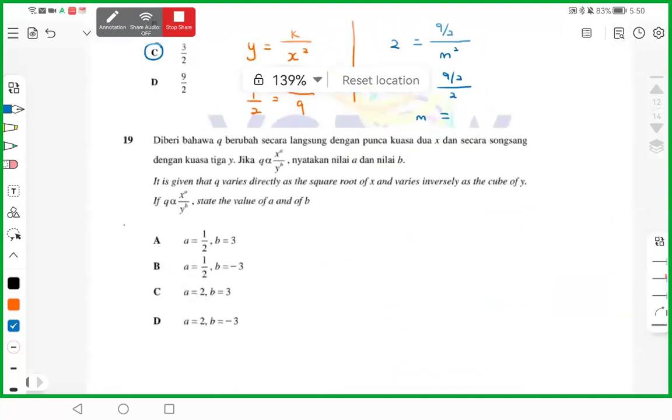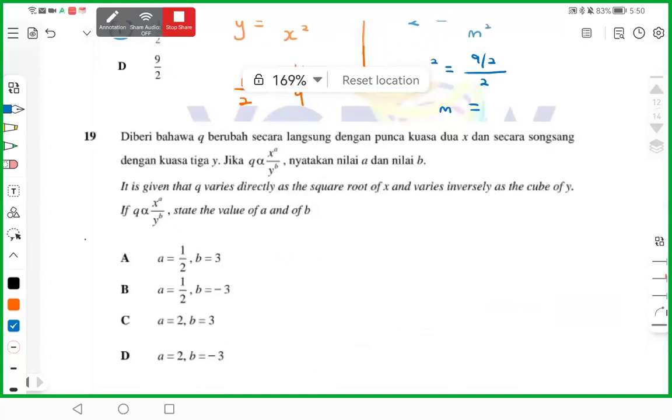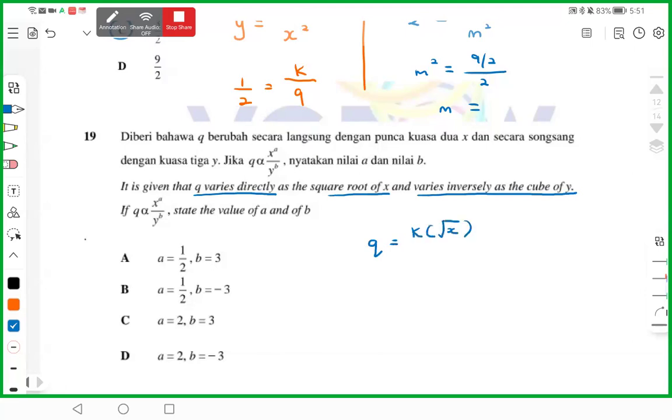Okay, and then the next one, the last one, 19, before we move on to chapter 2. So we can do it together. It's a simple one. It's given that q varies directly as the square root of x and varies inversely as the cube of y. So we just write it in equation form: square root of x, and inversely as the cube of y, so y to the power of 3.